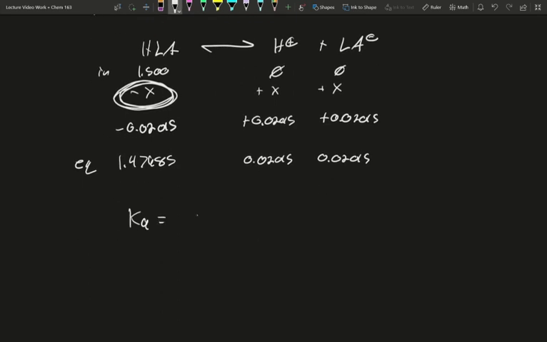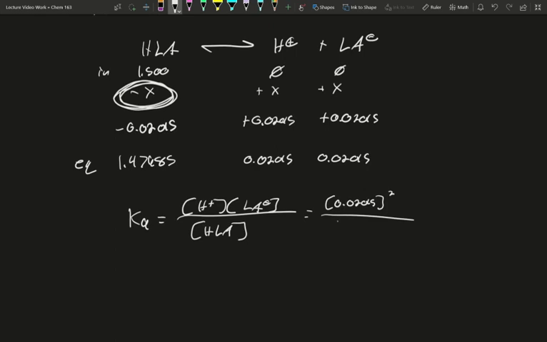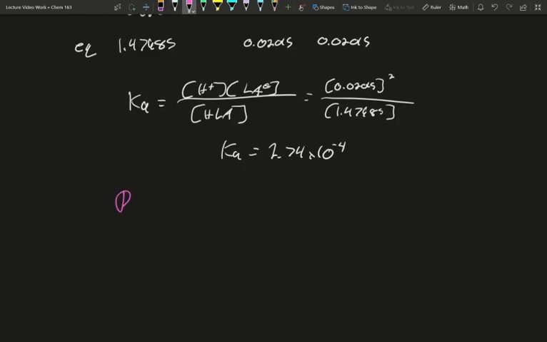So my Ka is going to be equal to my H plus, my La minus, over my HLA. Plug those in, 0.02015 squared, they're both the same on the top, divide by 1.47985. All that should equal my Ka. My Ka calculates out to 2.74 times 10 to the minus 4. Real value, the Ka is 1.38 times 10 to the minus 4.